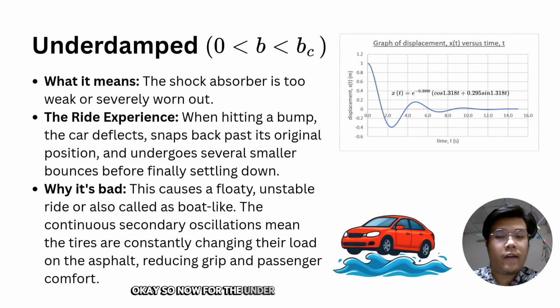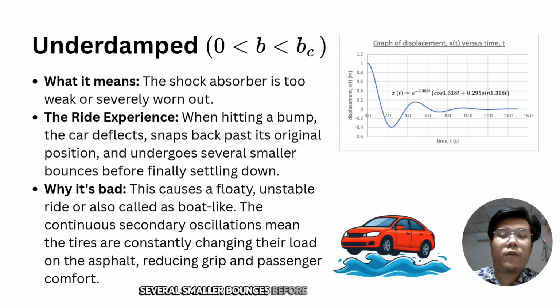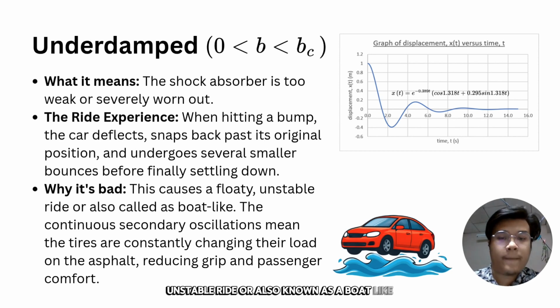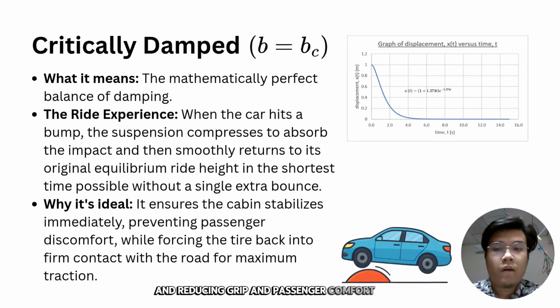Okay, now for the underdamped. What does this mean? The shock absorber is too weak or severely worn out. So for the ride experience, when hitting a bump, the car deflects, snaps back past its original position and undergoes several smaller bounces before finally settling down. Why it is bad is because this causes a floaty, unstable ride, also known as a boat ride. The continuous secondary oscillation means the tires are constantly changing their load on the asphalt, reducing grip and passenger comfort.